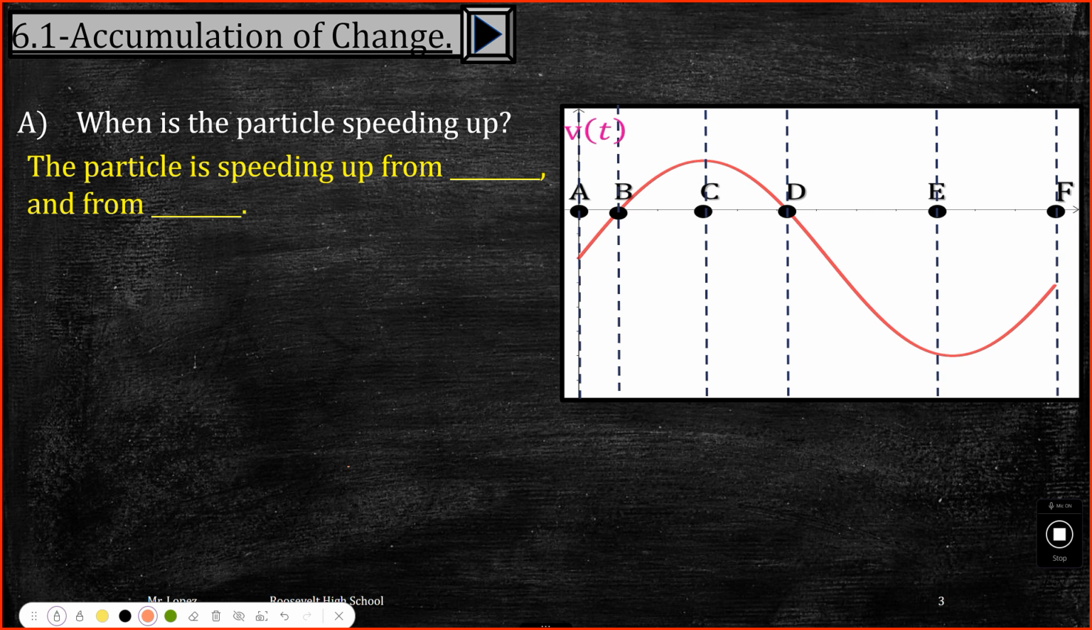Because why? When does the particle speed up if the velocity is given? When velocity and acceleration are in the same direction. Okay, this is a velocity function.